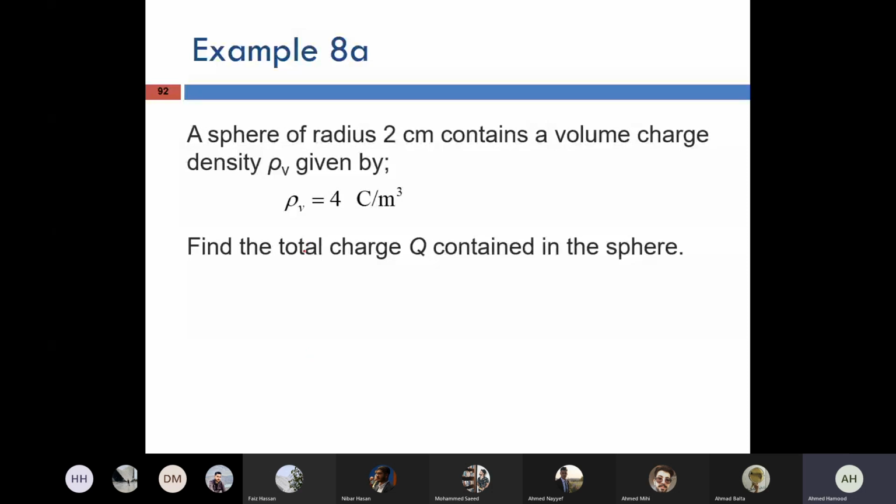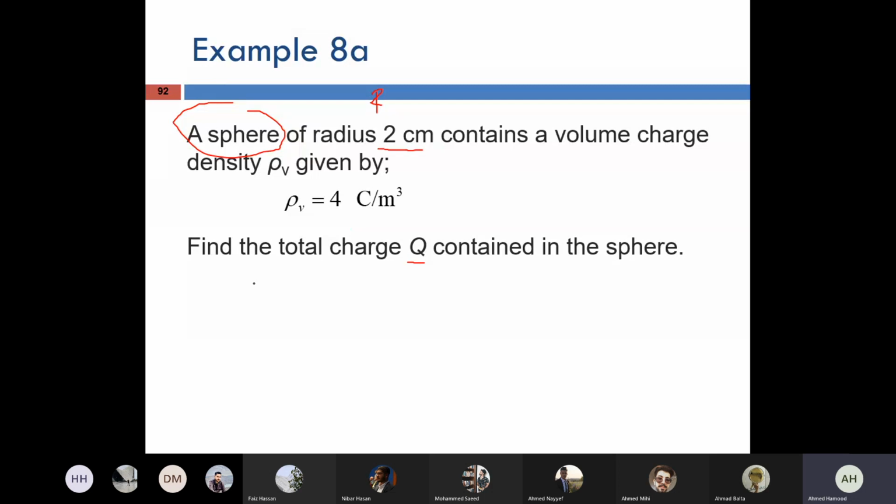Let's say in this example we have a sphere. Of course, when I say sphere, this means spherical coordinates. Okay, fixed. It is spherical coordinates, and the radius is equal to 2, so R is 2. It contains a volume charge density, rho V, which is given as 4 C per meter cubed. Find the total charge Q contained in the sphere.